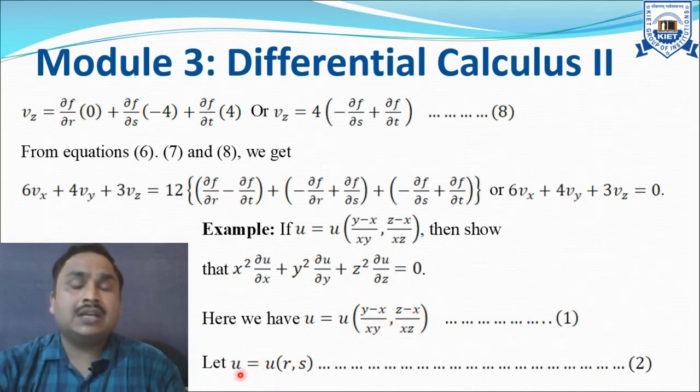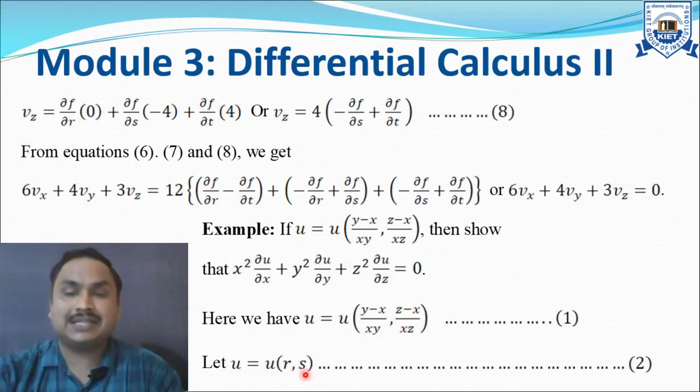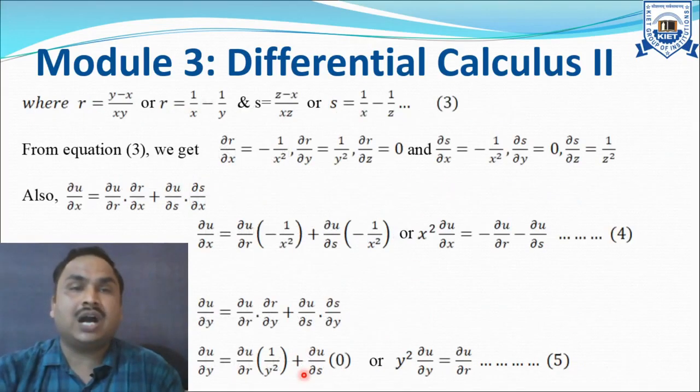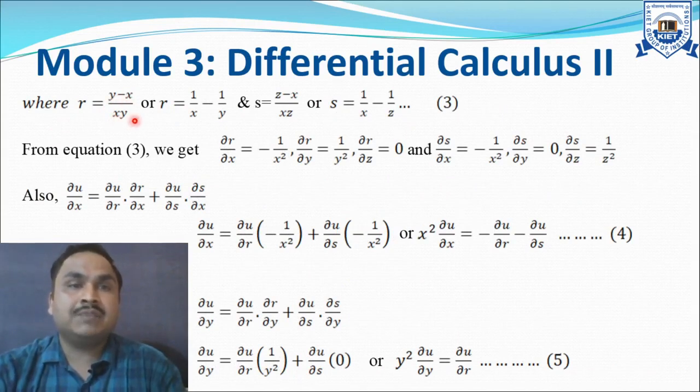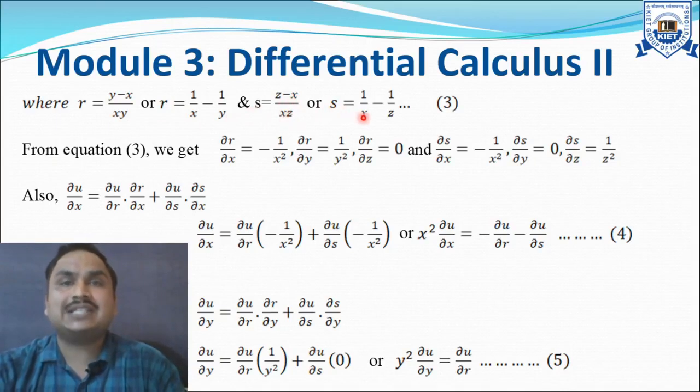So here we define u to be a function of r and s, where the value of r equals y minus x over xy, simplifying which we get r equals 1 upon x minus 1 upon y. Also s equals z minus x upon xz. On simplification this gives s equals 1 upon x minus 1 upon z.